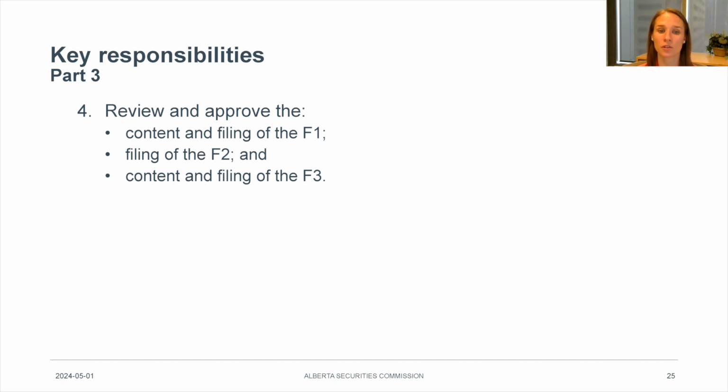As well, the board is also responsible for reviewing and approving the filing of the F2. Again, this would have been reviewed at that meeting with management and the IQREs as well. Finally, the board of directors is responsible for reviewing and approving the F3. Again, the F3 has to be executed by the CEO, another officer of the company, or by those individuals who have the responsibilities normally associated with those positions, or those who act in a similar capacity. And then, like I said, any two other directors of the company.